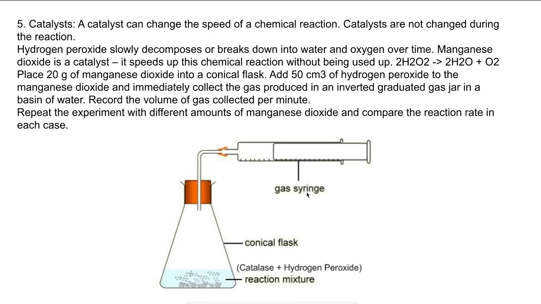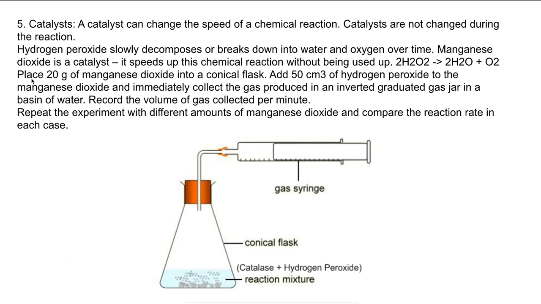Now, if we look at, there is a chemical called hydrogen peroxide that will slowly break down on its own. It will decompose or break down into water and oxygen over time on its own. Manganese dioxide is a catalyst. It speeds up this chemical reaction. Okay, so without the manganese dioxide, it happens very slowly. With the manganese dioxide, it happens more quickly.